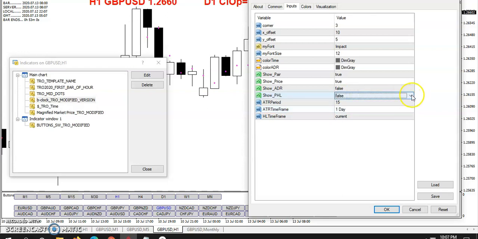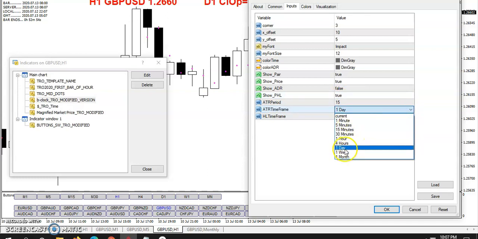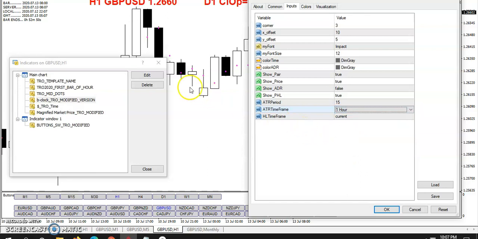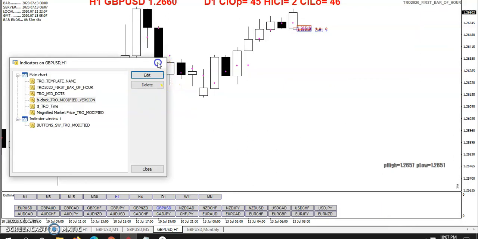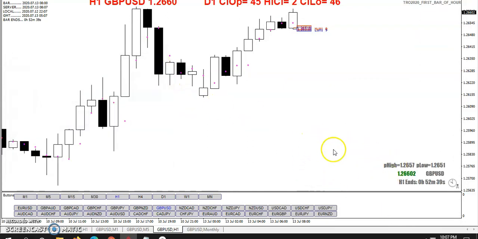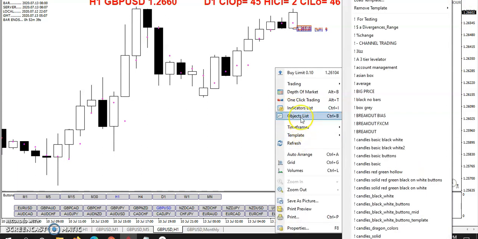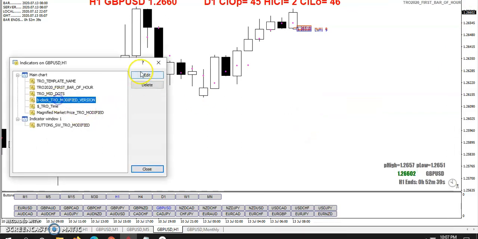Actually, you know what I want to do? I just realized. Put that true, and let's make this 1 hour. And let's just use 4 hours. So we got the previous high and low of the H1. You can see here, 2657, it did break out. But I don't have the B clock exactly the way I want it.